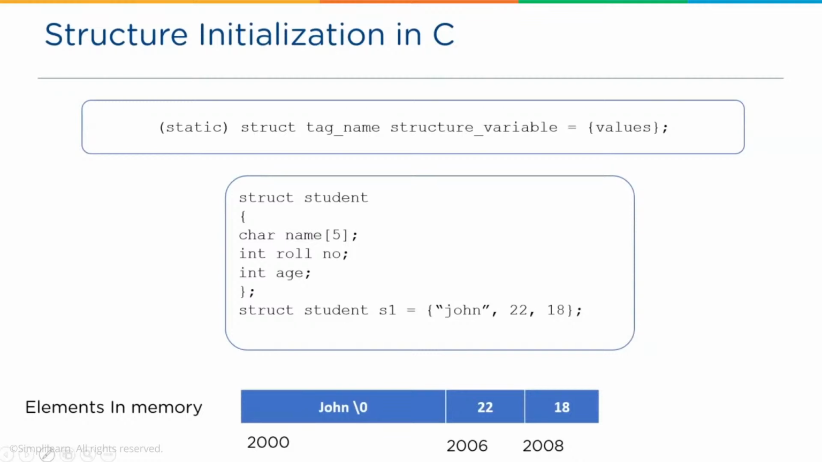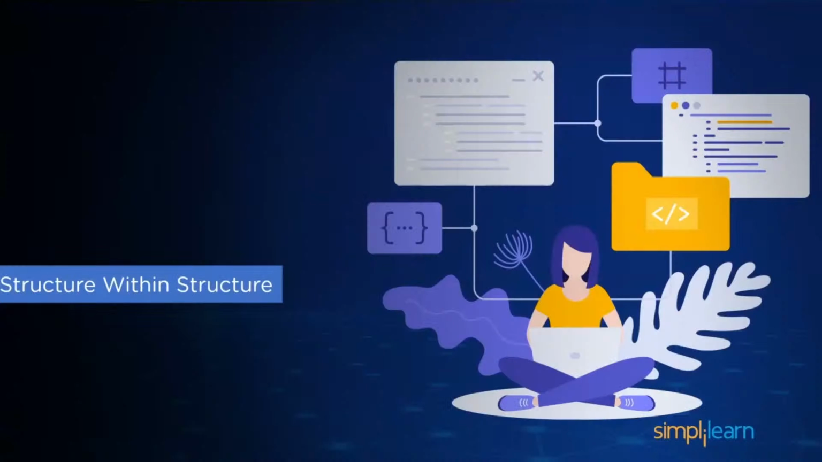As per this example, s1.name is a string, so that memory will be allocated and its base address will be obtained. For the s1 variable, the total memory allocated is 8 bytes, that is 5 bytes for s1.name, 2 bytes for s1.roll number and 2 bytes for s1.age. So I think you got a good understanding of how memory is allocated for the structure elements.